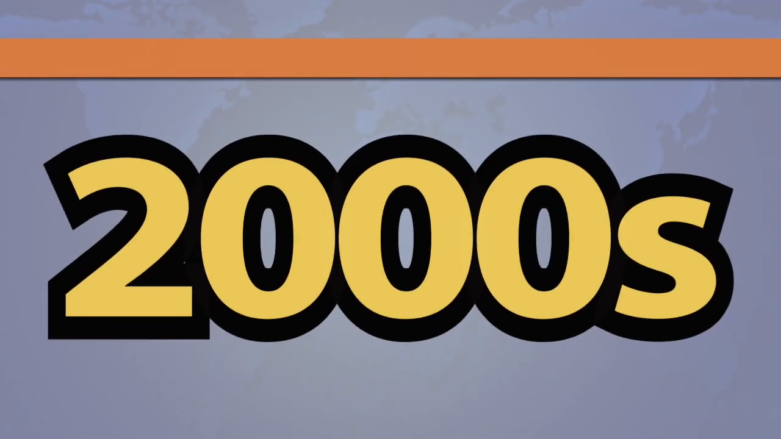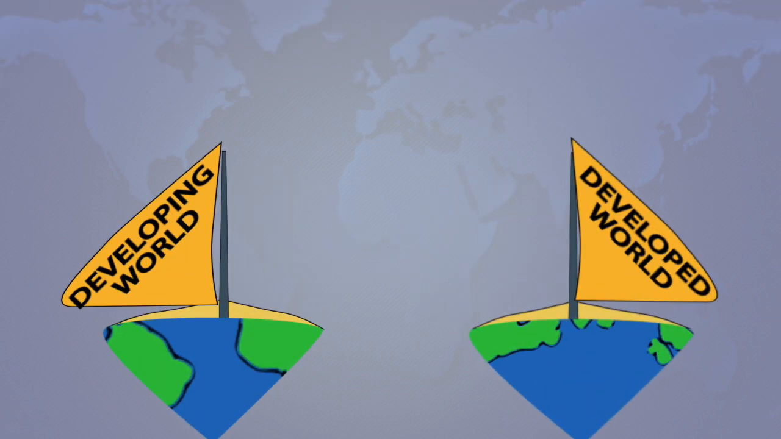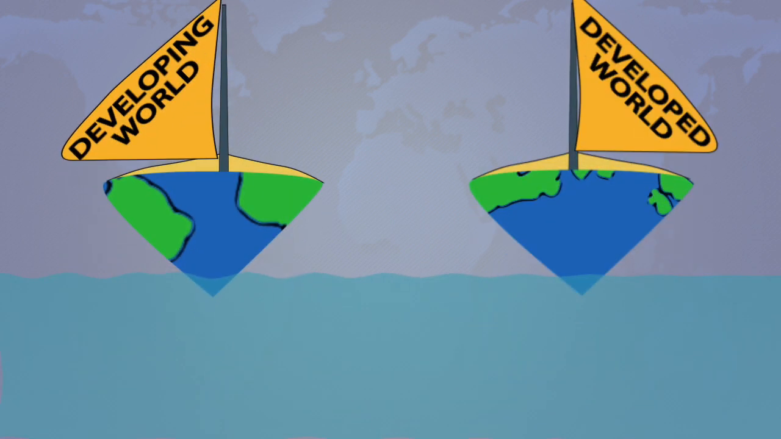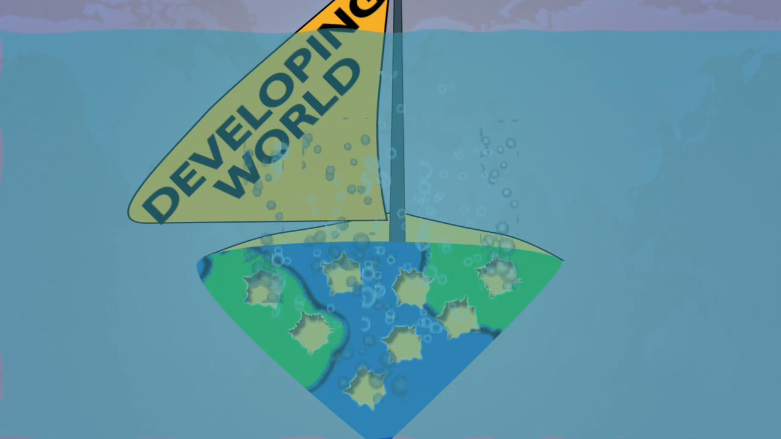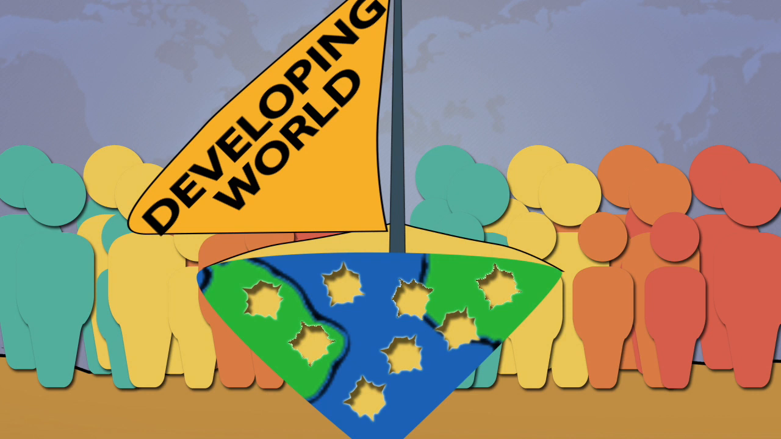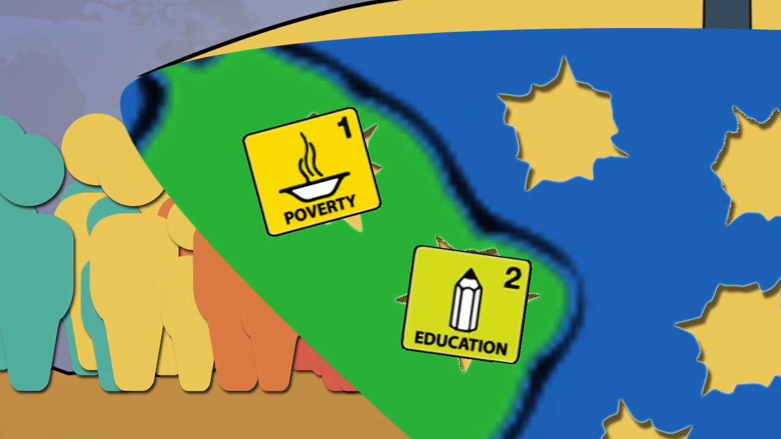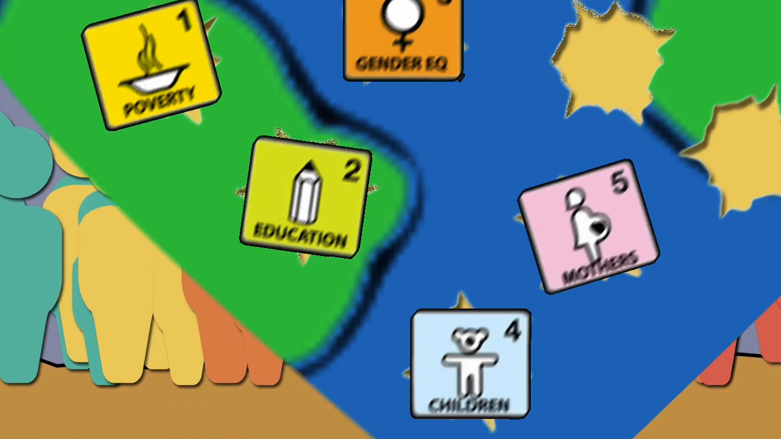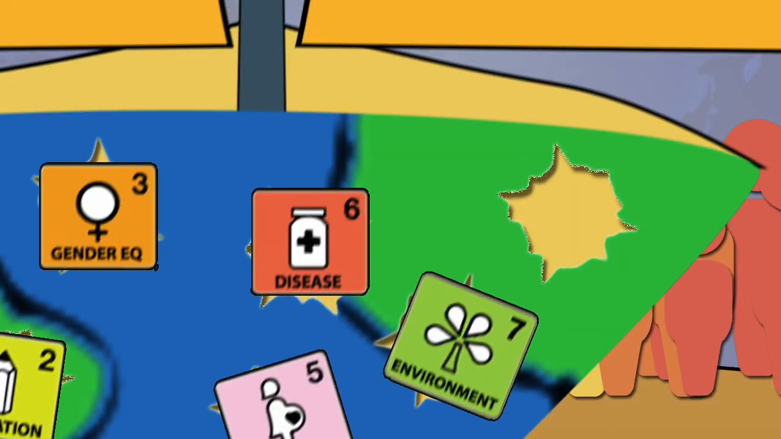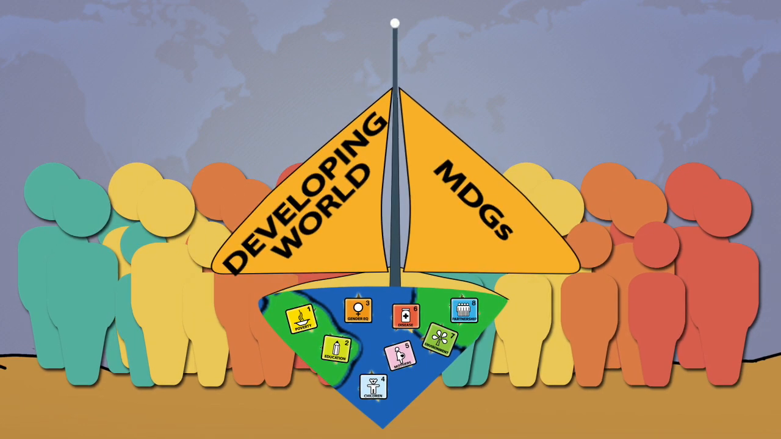So at around the turn of the millennium, the developed and developing world got together to take a different tack. They concluded the problem wasn't the tide. Turns out there was only one tide after all, but the difference lay in the boats. And so the question became, how to work together to build the developing world a better, stronger boat. The answer, the Millennium Development Goals, a set of 8 interrelated objectives around poverty, education, gender equality, child and maternal health, disease, the environment, and partnership, all designed to help the developing world get shipshape by the year 2015.